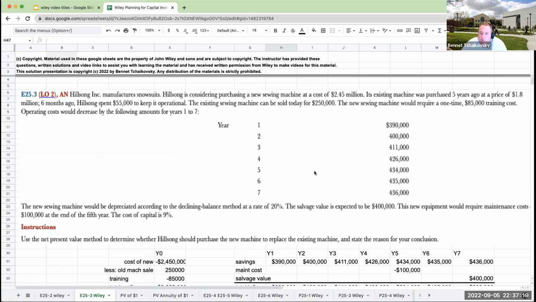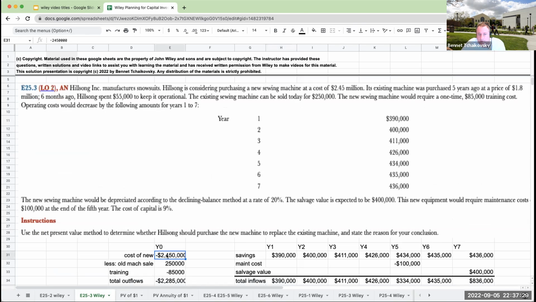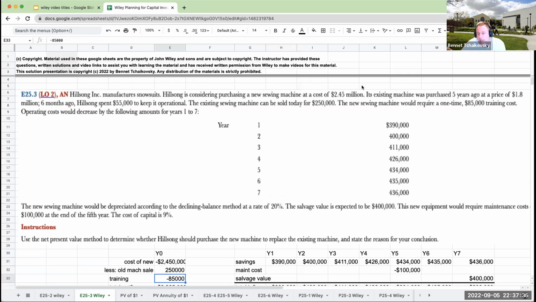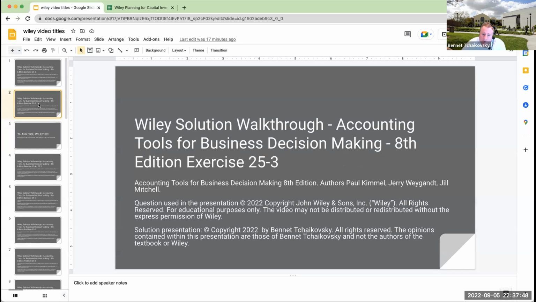So again, when you're doing these questions, what can be really tricky is saying, well, what's actually a current cost? What is actually going to be an outflow? Just remember, cost of the new machine, I sell the old machine, I have to pay for some training right over here. And if we look at this over here, that price that I paid for the old machine, that maintenance to keep it operational, don't care about that stuff. So that is exercise 25-3.